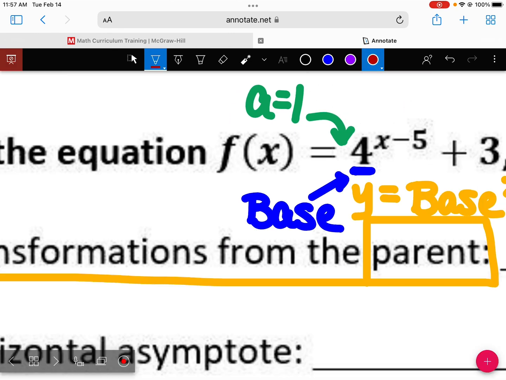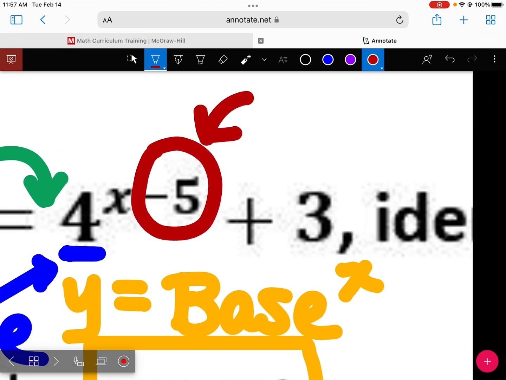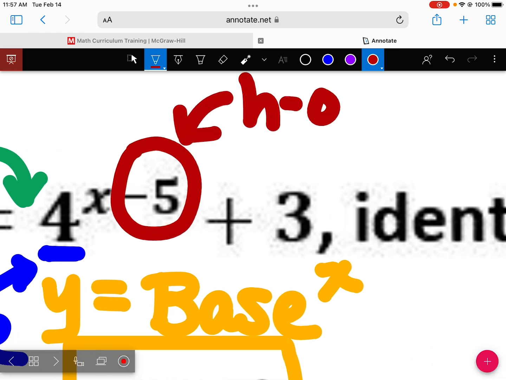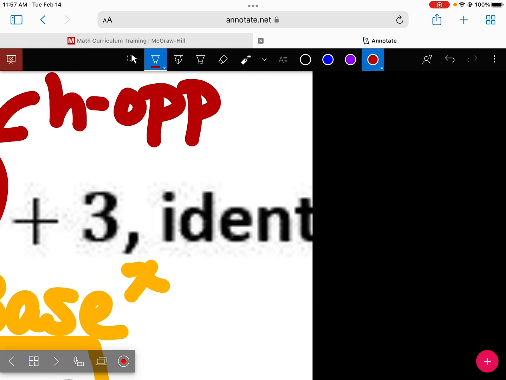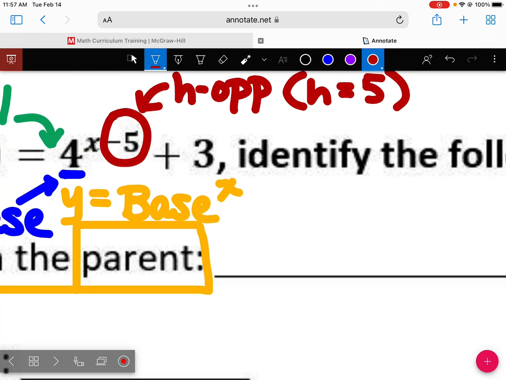Do we have an h value here? Yes, what is the h value? 5. Remember, this right here always has the opposite sign. So that means h is 5. What would that do to my graph? Because that is different from the parent. Goes right 5.